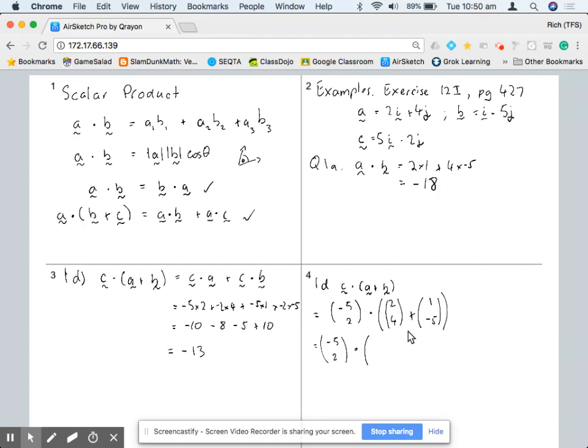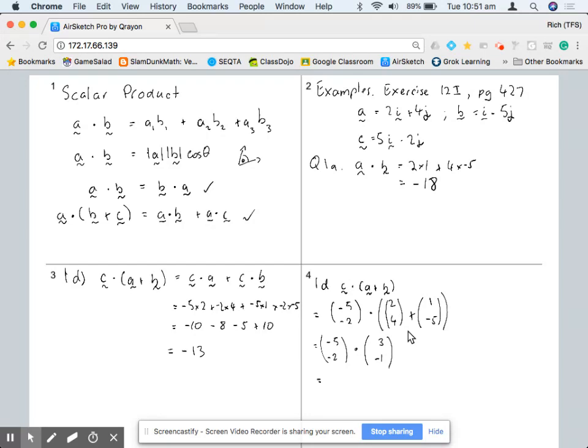So we know to add 2 vectors together, we simply add up the corresponding components of the vector. So we've got 2 plus 1, which is 3, and we've got 4 minus 5, which is negative 1. So we've got negative 5. Is it negative 5, negative 2? Did I miss a negative there? Yes, you did. Okay, that's fixed now. So it's negative 5, negative 2, which is the C vector, dot product with 3, negative 1, which is the sum of A vector and B vector, just by adding the components together.